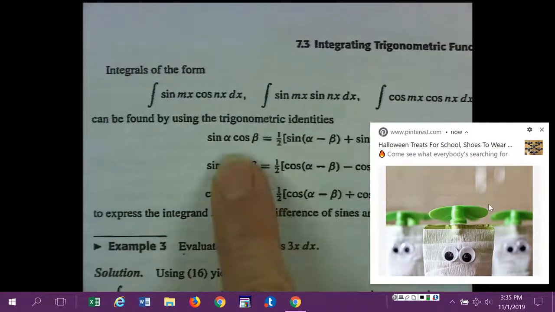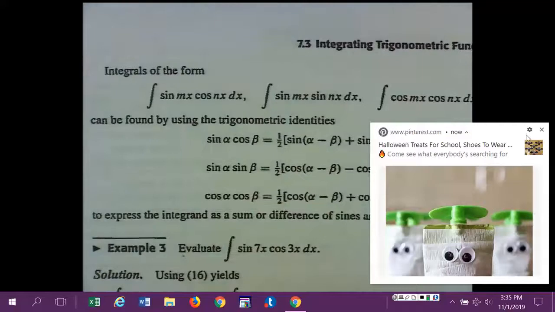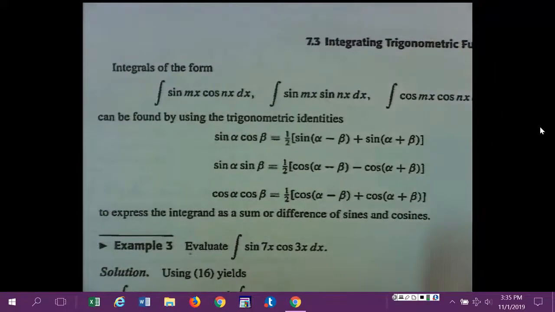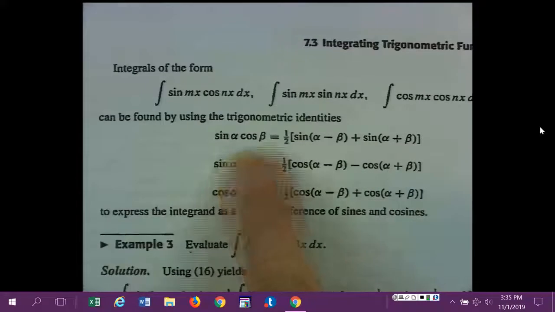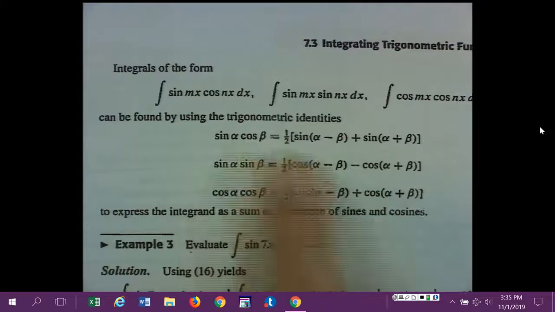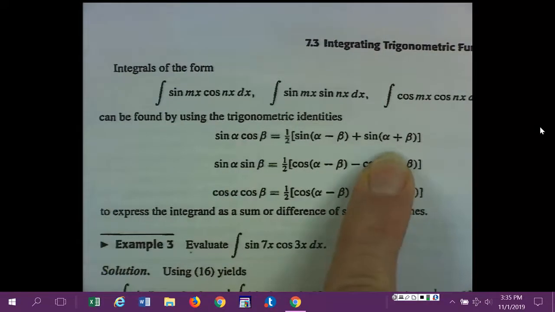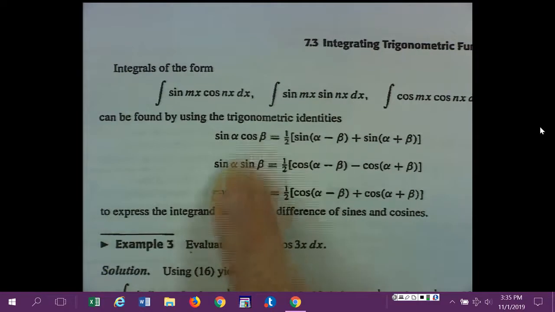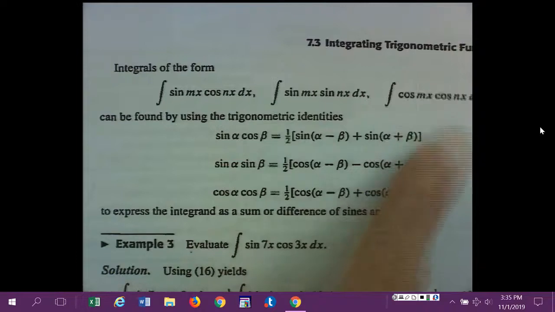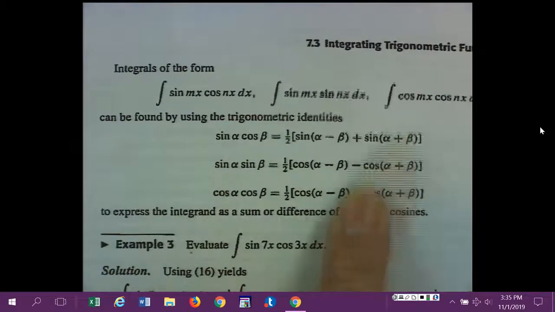So if you have an integrand of, excuse me for that pop-up there, I apologize for that. If you have an integral that involves sine of mx, cosine of nx, which is alpha is mx and beta is nx, you can rewrite that so that it looks like this, and you can then solve the integral or find the antiderivative. So we're going to use these identities from trigonometry to rewrite these products of sine and cosine, and that will help us to easily find the answer.